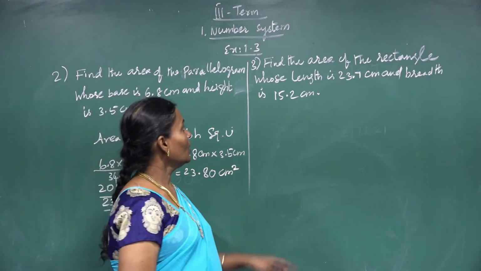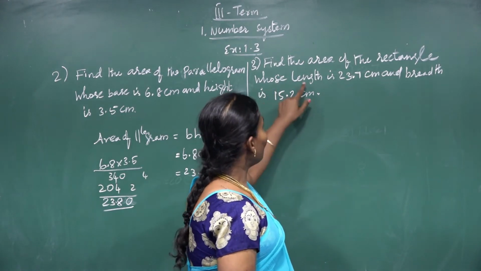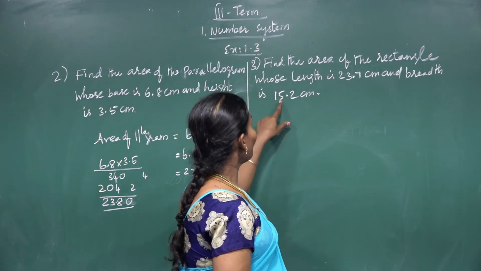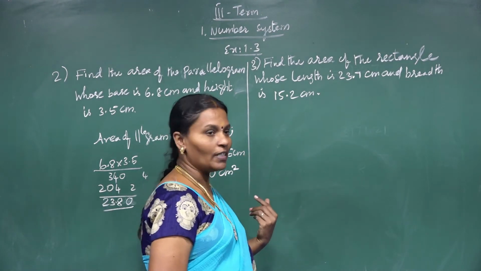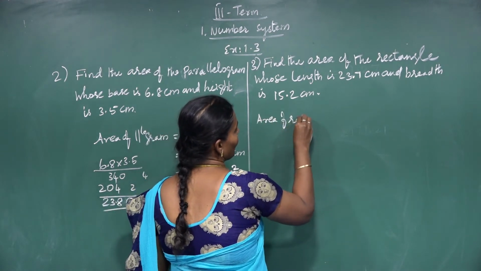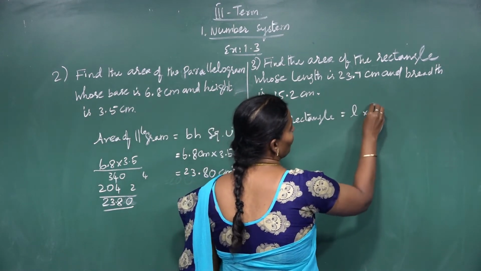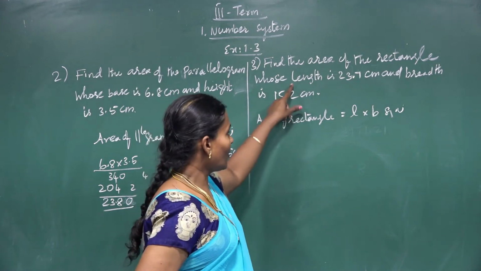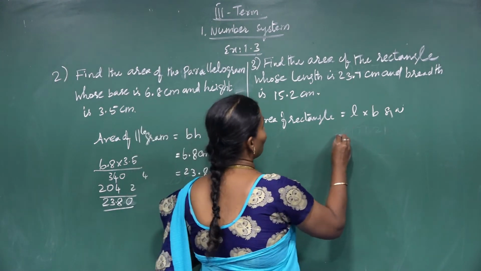Understand, children? Good. Now we see here, find the area of the rectangle whose length is 23.7 centimeter and breadth is 15.2 centimeter. So what is the area of the rectangle formula? Yes, good. So area of rectangle is equal to L into B, L into B square units. What is L? L means length. B means breadth. Length into breadth. Okay. So now substitute here. What is length?